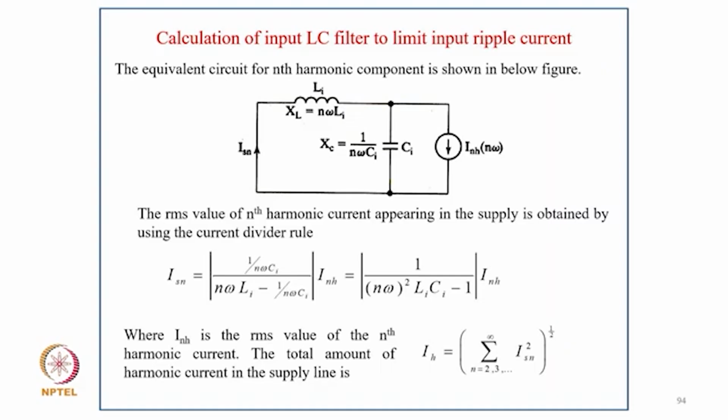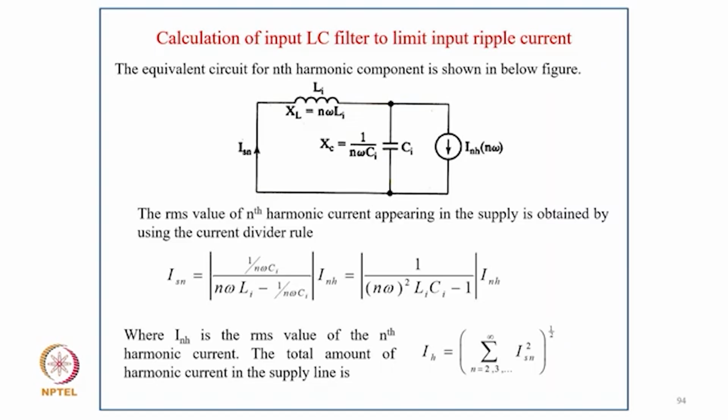When XL becomes nωLi and XC becomes 1 upon nωCi, with the current source, the RMS value of the nth harmonic current appearing in the supply is obtained by using the current divider rule. So ISn equals (1 upon nωCi) divided by (nωLi minus 1 upon nωCi) times Inh, equal to the absolute value of 1 upon (n²ω² LiCi minus 1) times Inh, where Inh is the RMS value of the nth harmonic current.